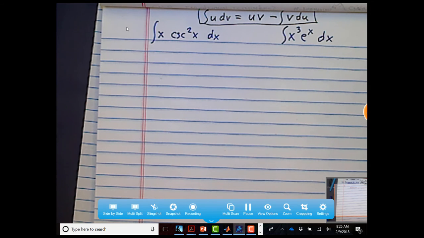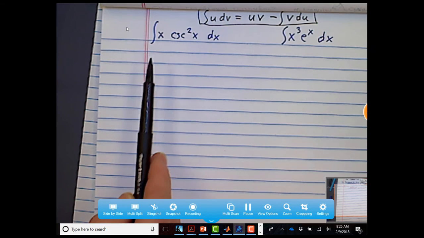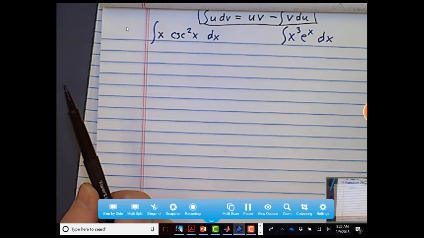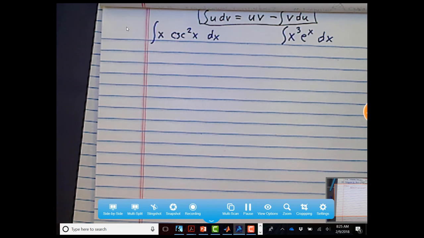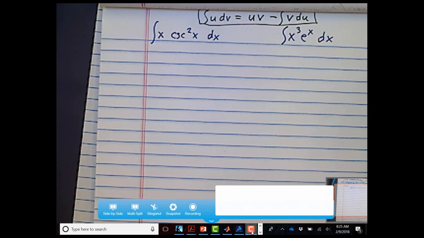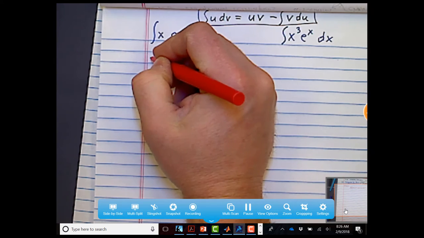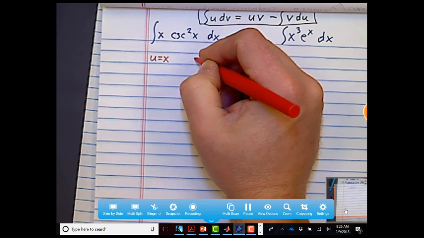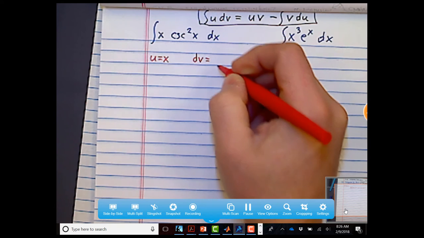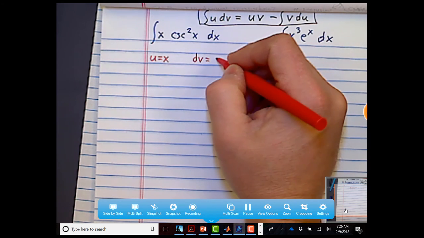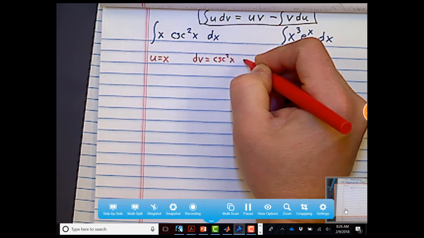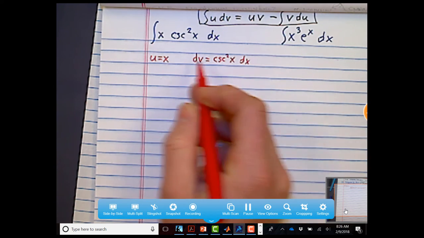Let's look at the first problem here. Now again, there's two functions. There's x and there's cosecant squared of x. You have to figure out which one you want to call u and which one you want to call dv. I'd like you to talk to someone next to you about that while I pause the recording. So more than one person said, let's set u equal to x. And if you do that, then dv is equal to cosecant squared x dx.